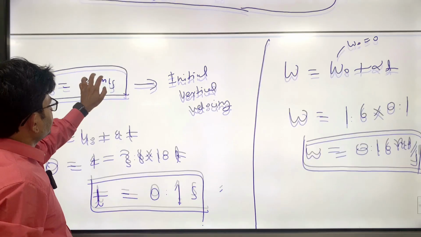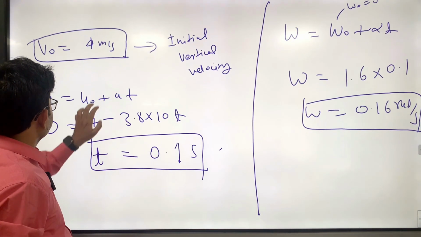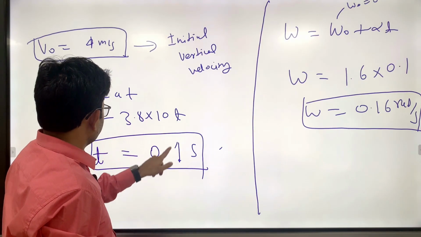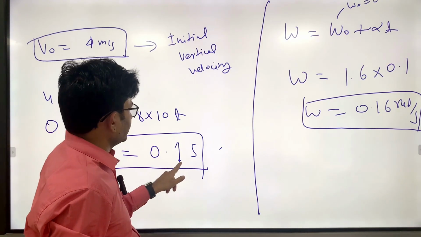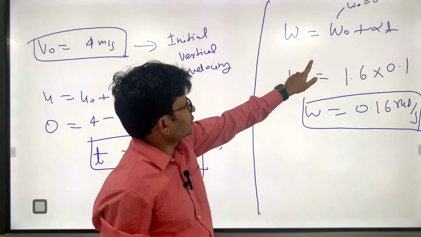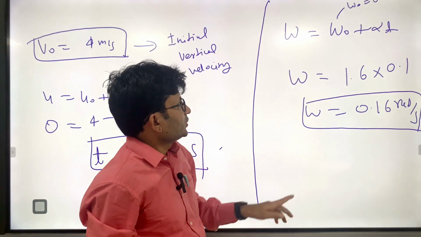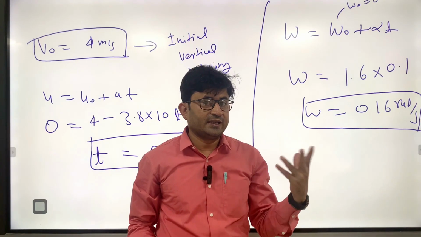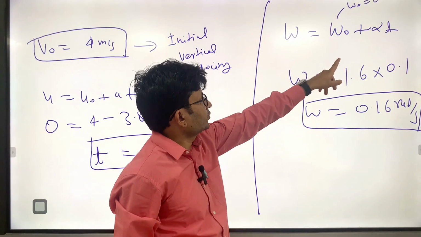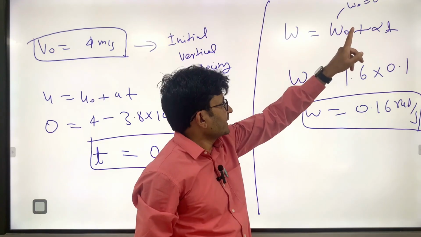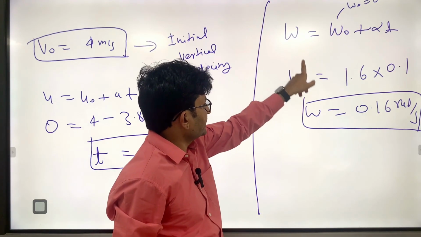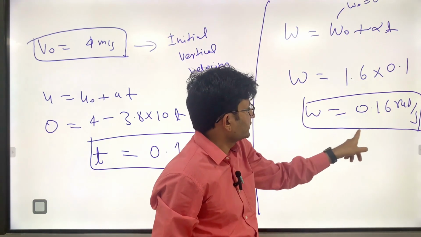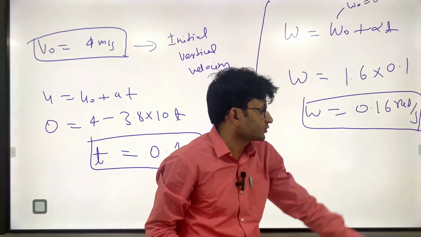And let's say initial vertical velocity is 4 meter per second. So you can see final will be 0. So 4 minus 3.8 into 10 into t, so you will get t equal to 0.1 s. So from omega equal to omega naught plus alpha t, since you know that u equal to u naught plus at, right? So in the rotational case, omega equal to omega naught plus alpha t, where omega naught is the initial angular velocity and omega is the final angular velocity. Initial is 0, alpha you have found out 1.6, t is 0.1, you will get 0.16 radian per second.